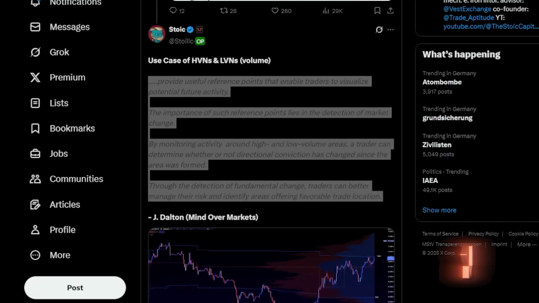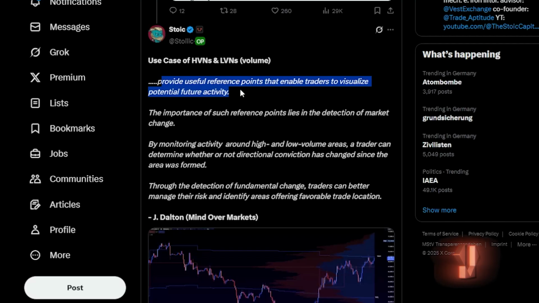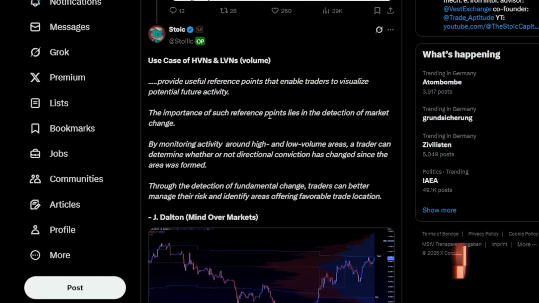So to quickly sum it up before we move on to some examples, what is the use case of HVNs and LVNs? They provide useful reference points that enable traders to visualize potential future activity. The importance of such reference points lies in the detection of market change. By monitoring activity around high and low volume areas, a trader can determine whether or not directional conviction has changed since the area was formed. Through the detection of fundamental change, traders can better manage their risk and identify areas offering favorable trade location.